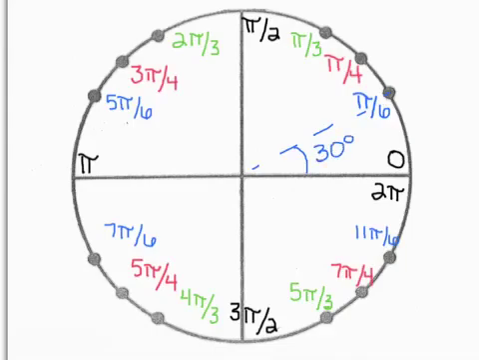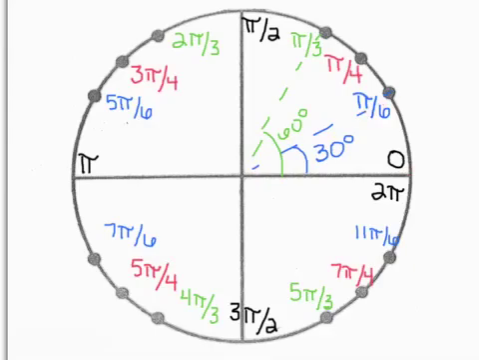Pi over 3 represents a 60-degree angle, because this angle would be 60 degrees, and so on. So that's how a radian is equivalent to a degree. Well, a radian isn't equivalent to a degree, but that's how they match up. That's how they correspond with one another. And again, that all comes from the fact that the circumference of the circle would be 2 pi. So I'm just taking that 2 pi and breaking it into chunks.